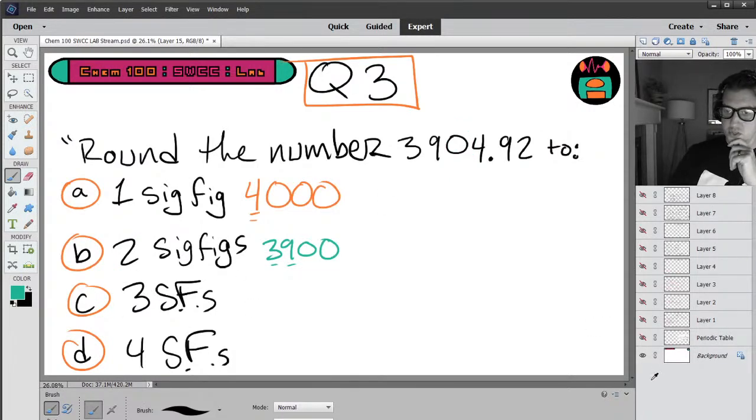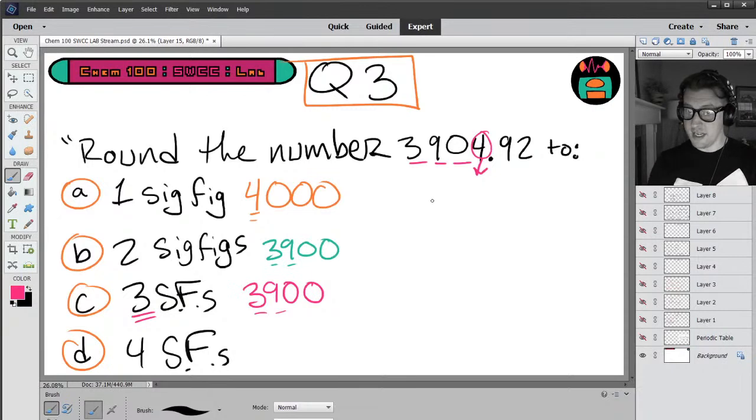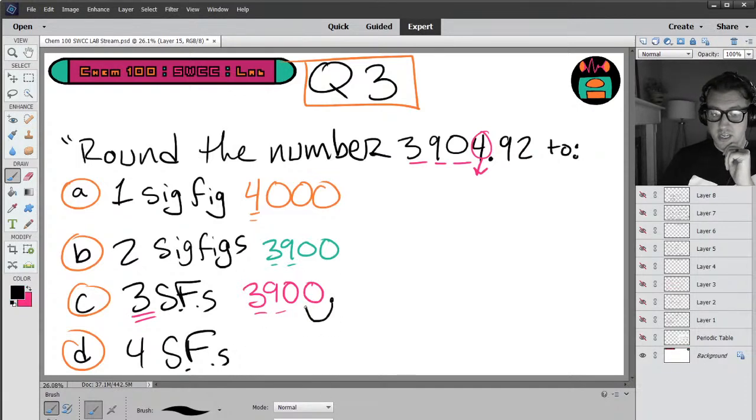Let's round it to 3 sig figs. We count off 1, 2, 3. 4 rounds down, now we have a problem here. Because if we write 3,900, this only has 2 sig figs. So when we're rounding to 3 sig figs, it rounds to 3,900, but 3,900 only has 2. We need to write this in scientific notation in order to give it 3 sig figs.